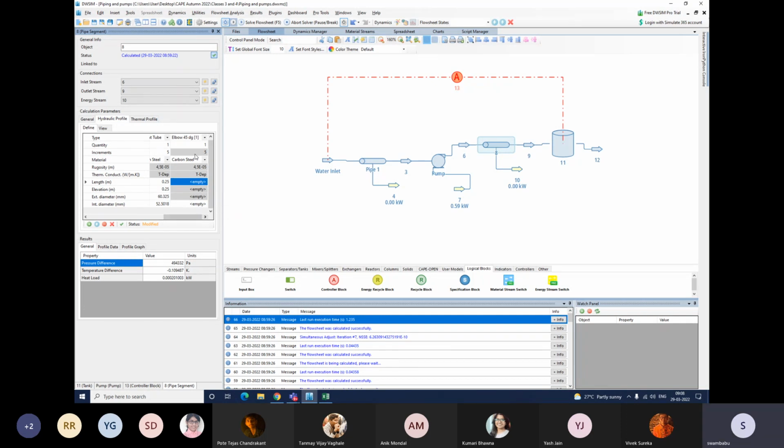Just that way we can add elbows, and as I said, we can add many valves: angle valve, butterfly valve. We have various types of valves, and valves also offer a lot of resistance and generate a lot of pressure drop. So we can add multiple things in the process so that we can understand the energy losses or pressure drop offered by these segments present in this piping network.